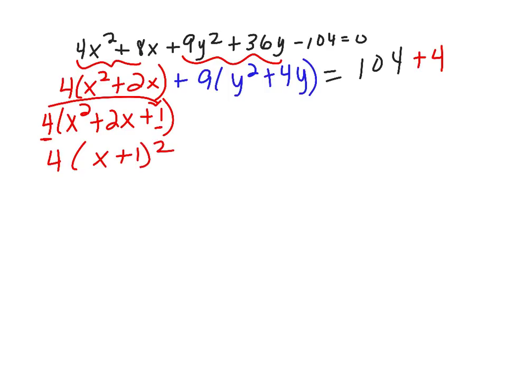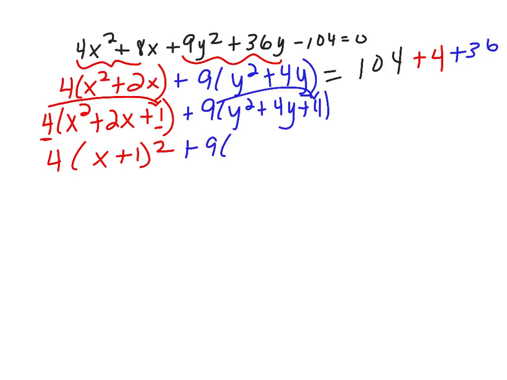With the y's, I have 9 times y squared plus 4y. Half of 4 is 2, squared is 4. Multiply that by 9, you get 36 back here. So this becomes 9 times y plus 2 squared. And when I add up the whole right side, 104, 4, and 36, I get 144.